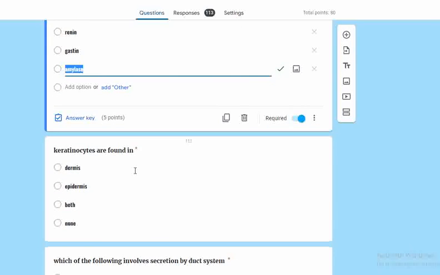Then keratinocytes are found in, first, the keratin. These are dead proteinous tissue normally found in some typical epithelium, mostly on your palm and on your skin. So here we have dermis, epidermis, both or none. The dermis is inside the skin, so you can't get the dead component there, but the epidermis is the correct answer here.